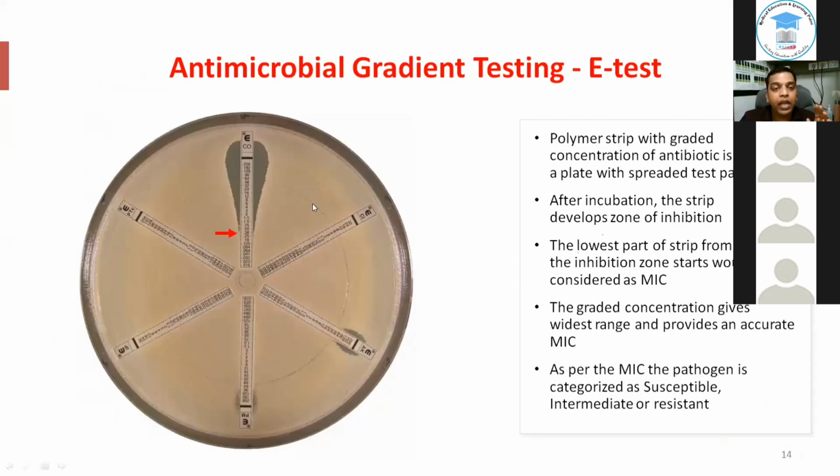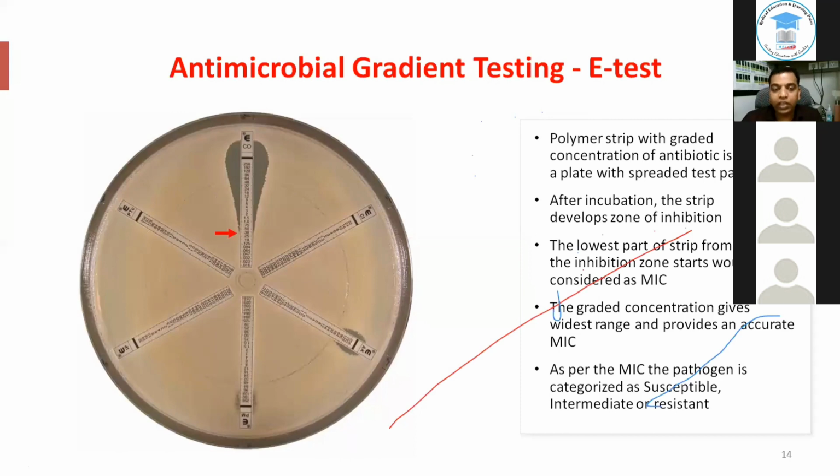The third method is the E-test method. In this method, a paper strip is impregnated with a particular antibiotic in increasing concentration. In a sensitivity plate, we pour the bacterial solution, that is, making a lawn culture, and we then apply these strips. And the next day, after 18 to 24 hours of incubation, we observe the clear zone. The point where the clear zone gets interrupted is taken as the MIC. So E-test is another alternative if you don't have resources for a broth dilution test.